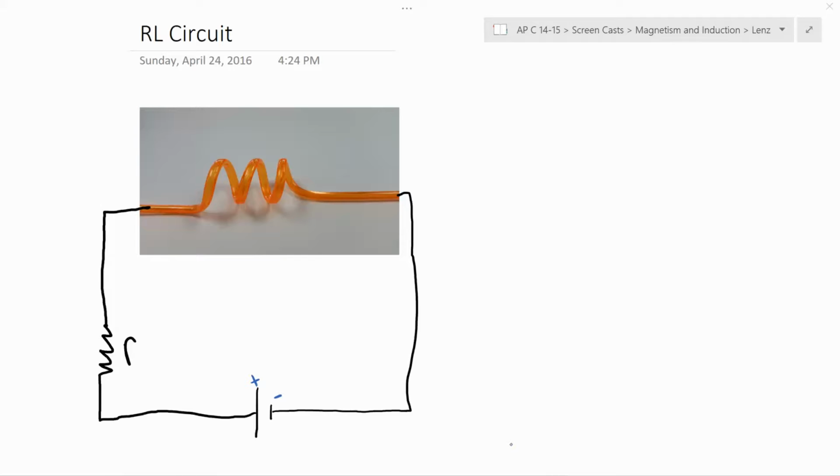So in a previous video, I talked about how I liken inductors to toddlers. They resist changes, and the quicker you try to change, the more they try to oppose it, I should say. So what I'd like to do now is take a couple minutes and talk about an RL circuit.